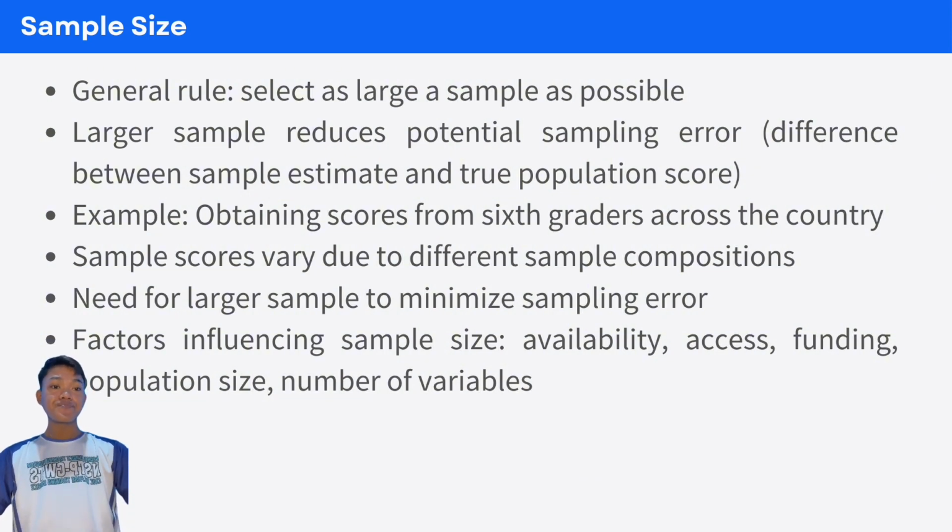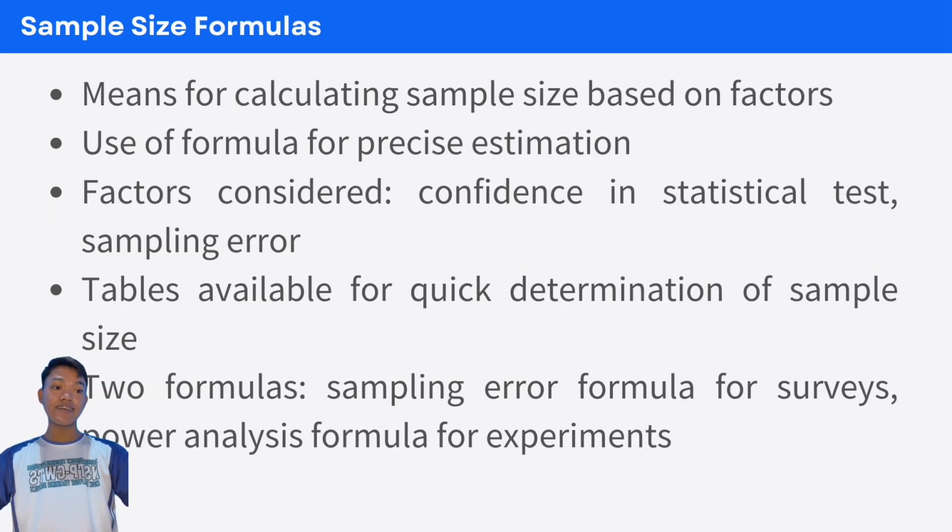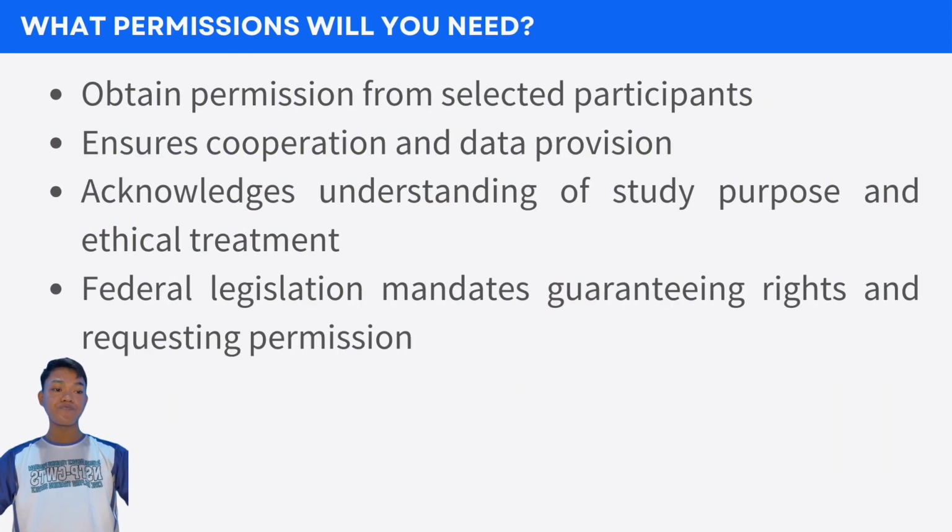So, sample size formula. It means calculating the sample size based on factors. Use a formula for precise estimation. A researcher should not compute the sample size without a particular formula because it will result in sampling error. There are two formulas: the sampling error formula for surveys, and the power analysis formula for experiments.